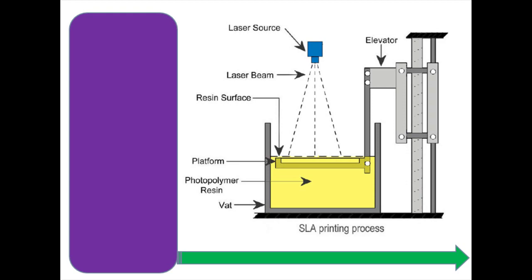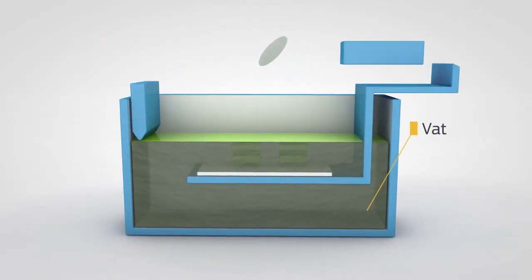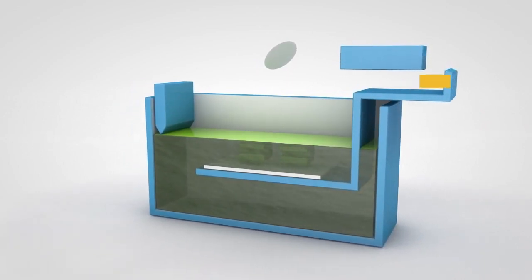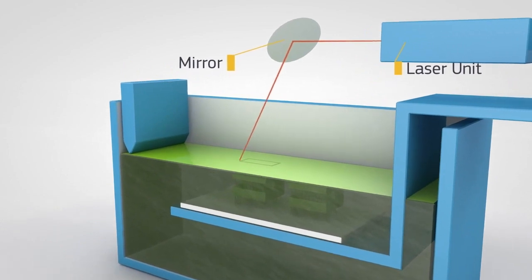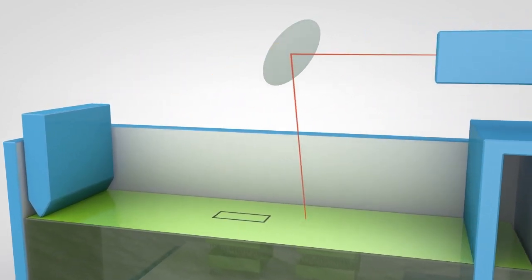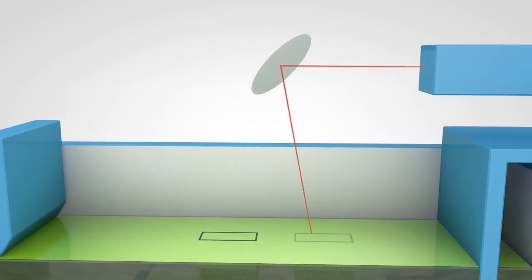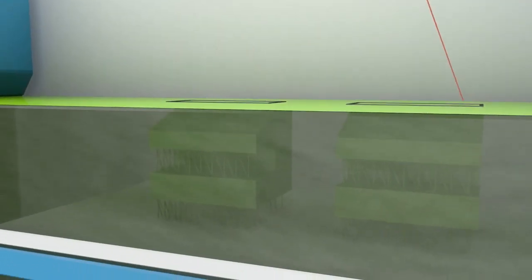For a better understanding, we'll see an animation showing the working of an SLA machine, where you can clearly see how we have a tank wherein the photosensitive liquid resin is filled, and you can see how a laser is controlled to form a particular part.